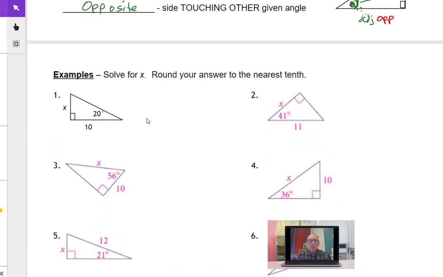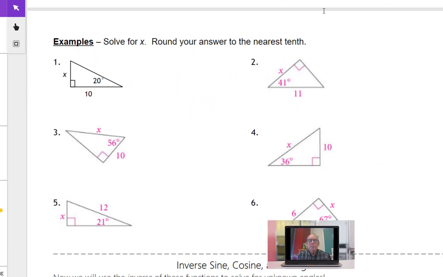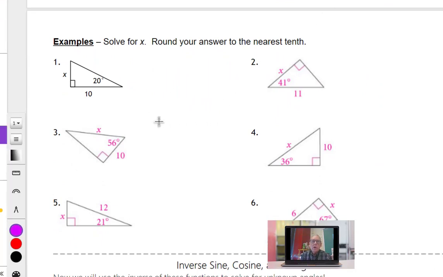Okay, we want to solve these for x. Okay, let's look at number 1 here. If you look at our reference angle, x is the opposite side, and 10 is the adjacent side to that angle. So we're going to be using tangent, and we set up tangent of 20 is equal to the opposite, which is x, over the adjacent, which is 10.